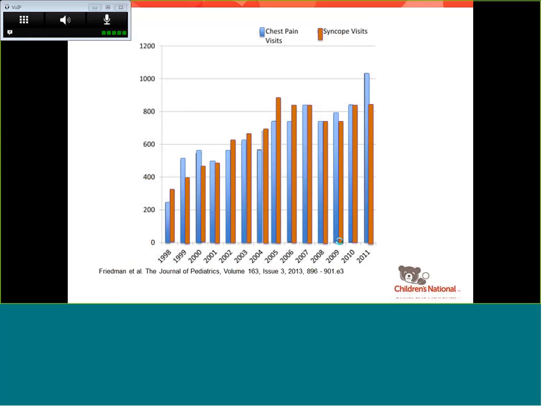Now, the reality of things is that over the years, we have seen a rise in the number of patients seen in cardiology with chest pain and syncope. This came from Boston Children's, and from 1998 to 2011, we saw 4 times the number of patients referred. What we know is that the incidence of cardiac condition has not changed in the general population.